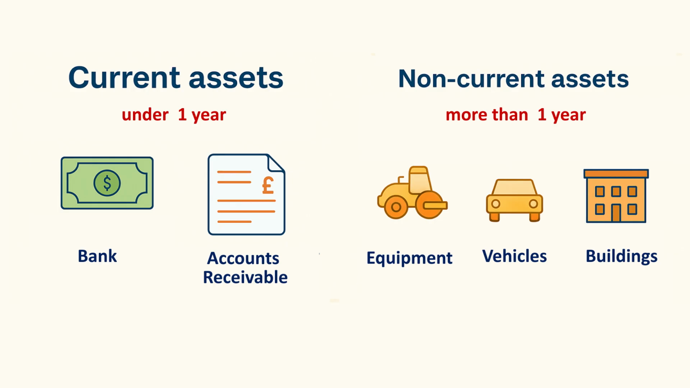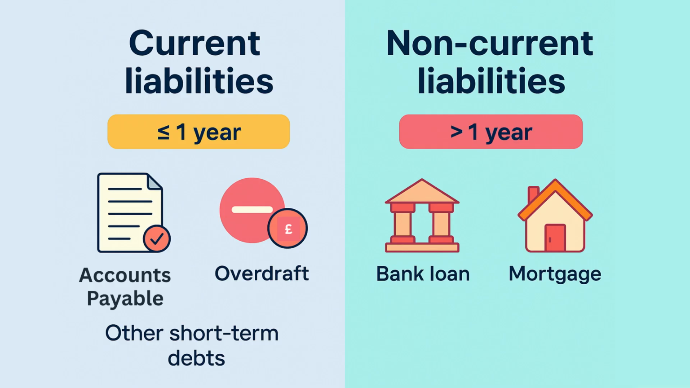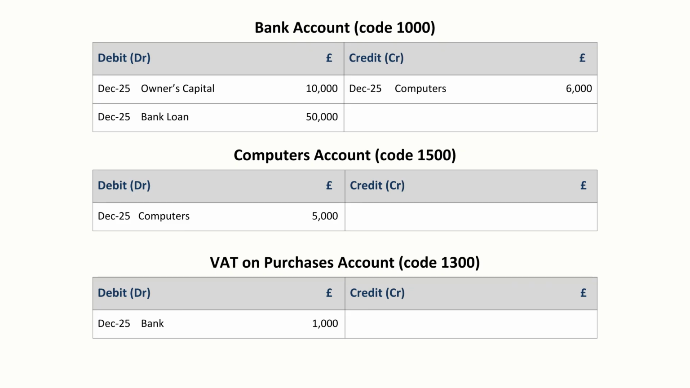Non-current assets, also called fixed assets, are assets the business uses for longer periods, usually more than a year. Examples: equipment, vehicles, buildings. The same logic applies to liabilities. Current liabilities are debts the business expects to pay off within 12 months, like accounts payable or short-term overdrafts. Non-current liabilities are longer-term debts, like bank loans or mortgages that will take years to repay. Now we use those assets, liability and equity codes in real journal entries and T accounts.